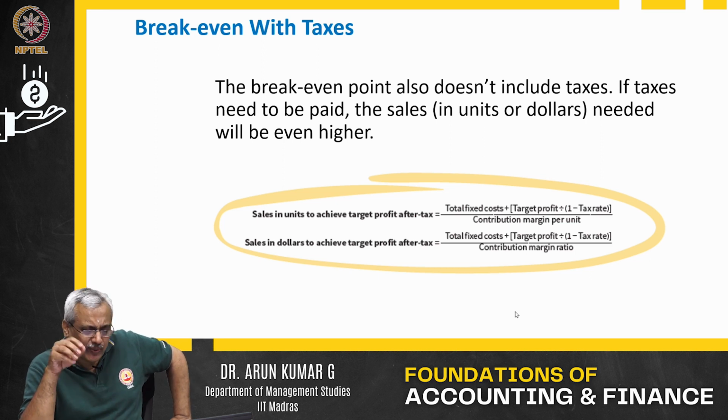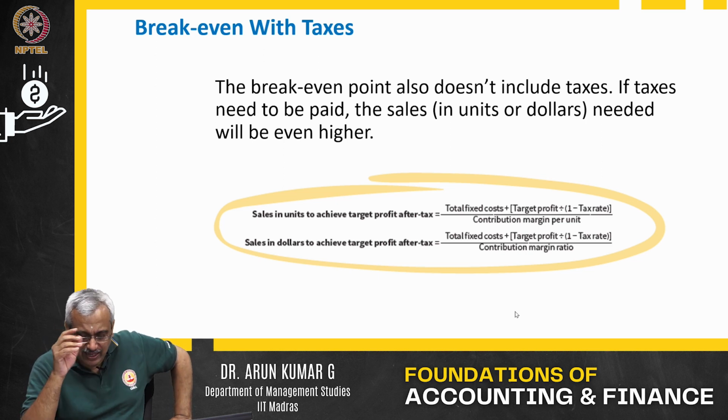So what do we say? Total fixed cost plus target profit, divided by 1 minus tax rate. That is what we divide by the contribution margin. The break even does not include taxes, but taxes can also be paid. The sales needed will have to be even higher to earn the target profit.